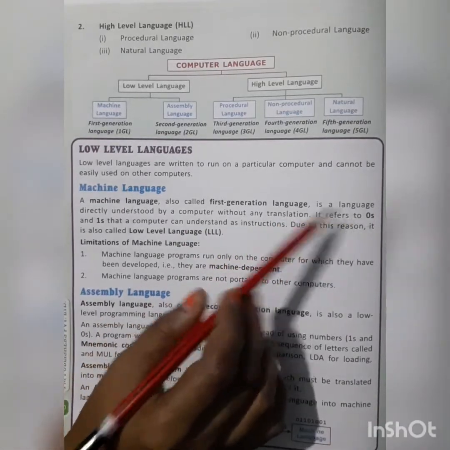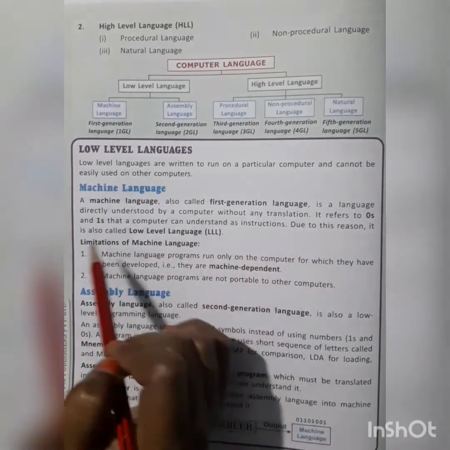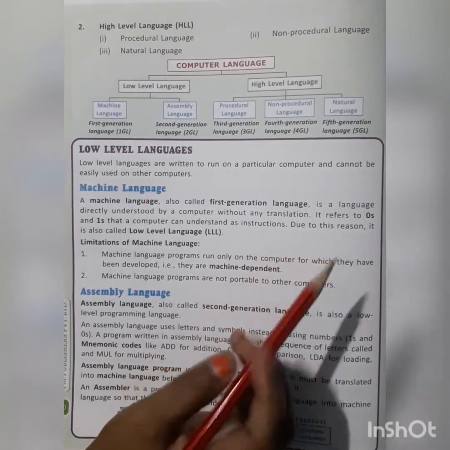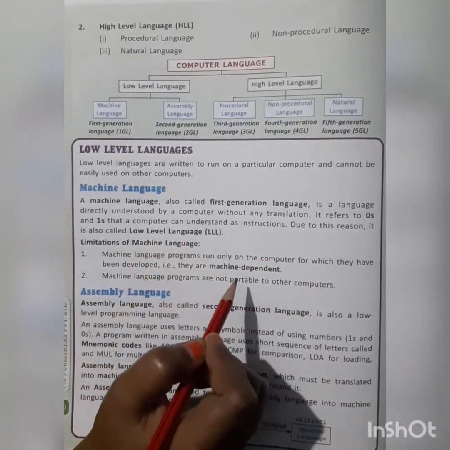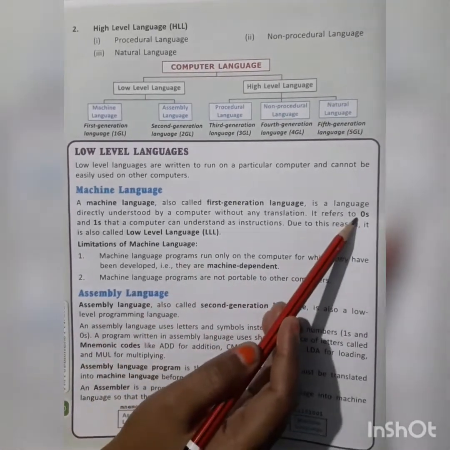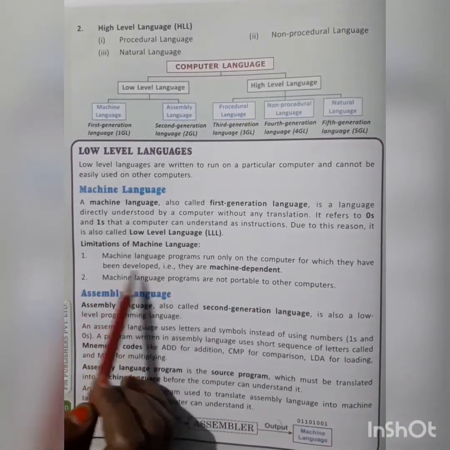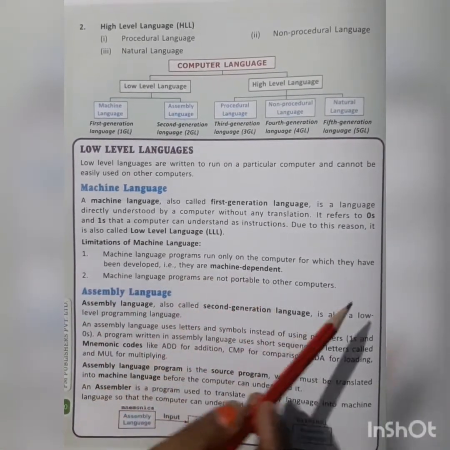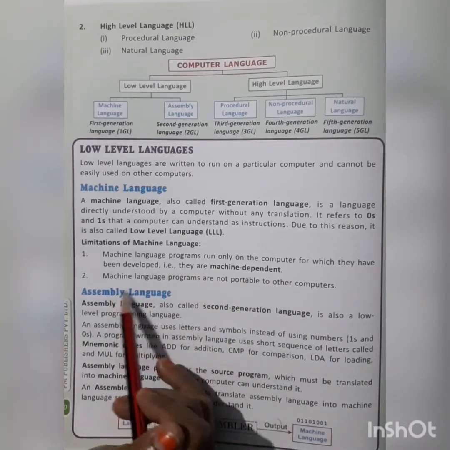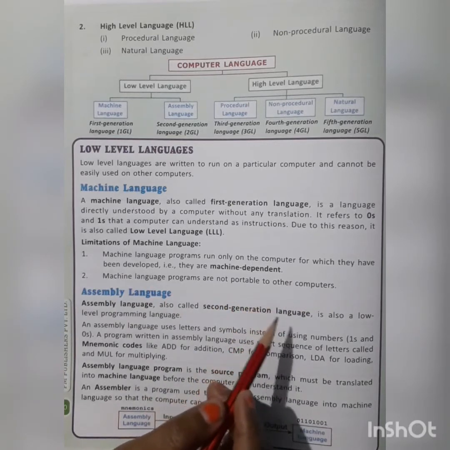First generation language is a language directly understood by a computer without any translation. It refers to zeros and ones that a computer can understand as instructions. Due to this reason, it is also called a low-level language. As it is a low-level language, it can only understand zeros and ones. Now, what is the limitation of machine language? Machine language programs run only on the computer for which they have been developed. That is, they are machine dependent. And machine language programs are not portable to other computers. That means they cannot be transferred to another computer.